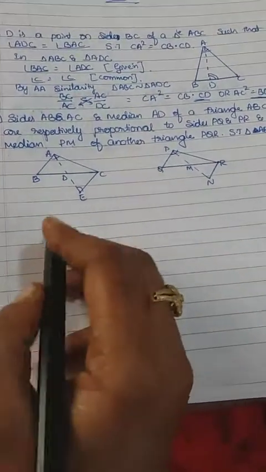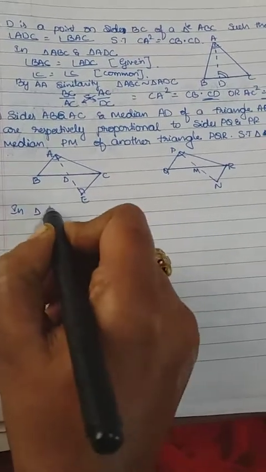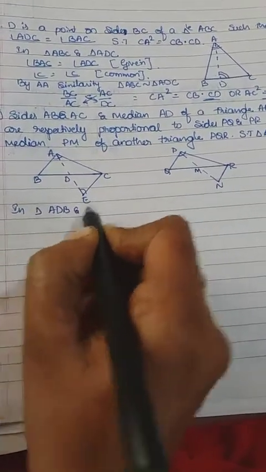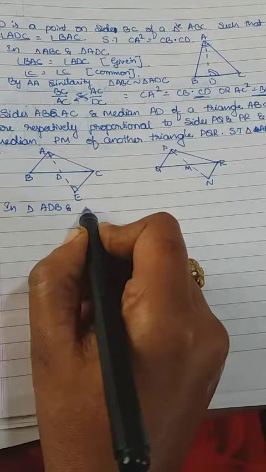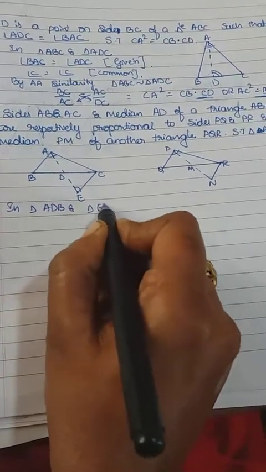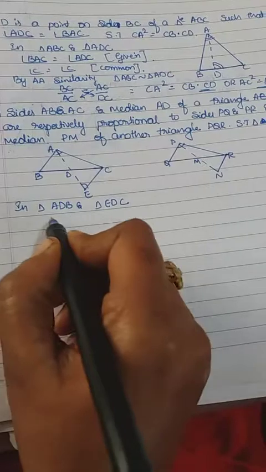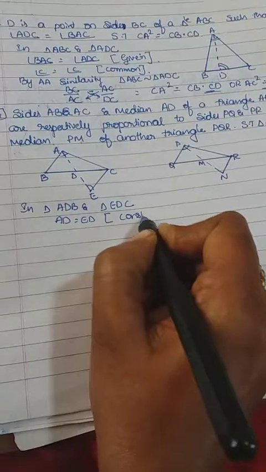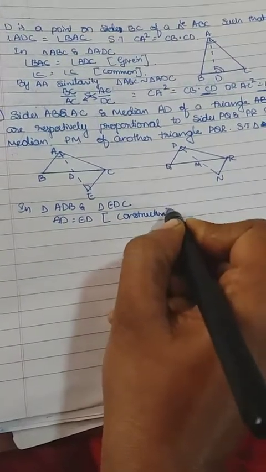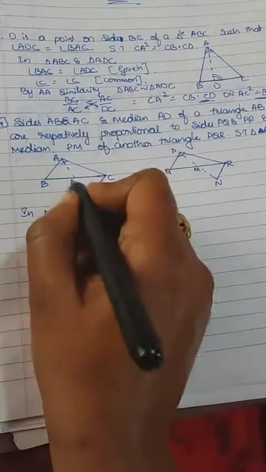Let us take this first in triangle ADB and EDC. These two triangles we have to take. In triangle ADB and triangle EDC, we can take AD equal to ED. That much AD is there, that much only we have constructed. So AD equals ED by construction. And BD equals CD we can write, because AD is a median here.